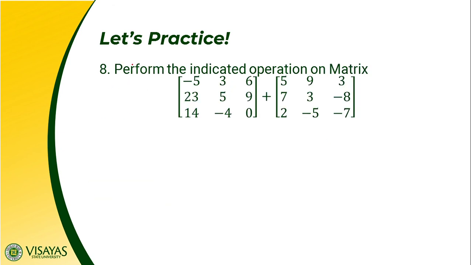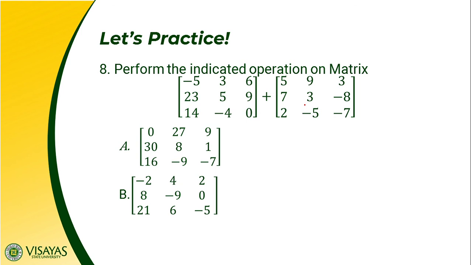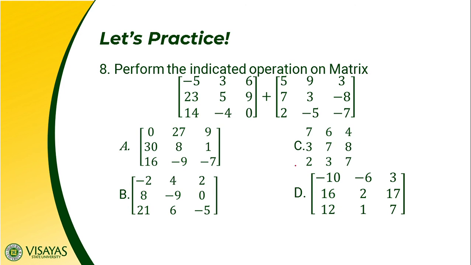Another question we have here, perform the indicated operation on the matrices. So again, we are just asked here to find the sum of these two matrices, and therefore you just add the corresponding elements. And for letter A, you have that one, letter B, letter C, and letter D. So let us try to find the sum of these two matrices.